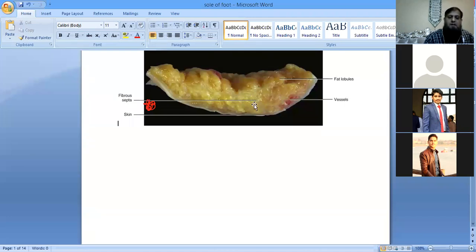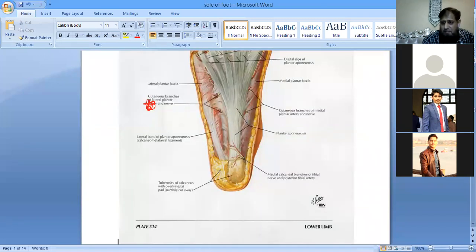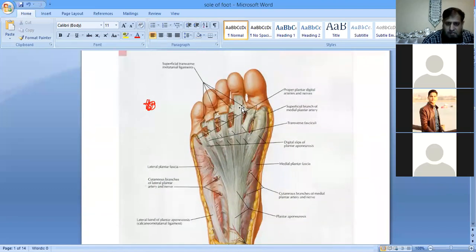Clear जी? अच्छा, एक और इसकी fate है जी. There is one more fate of this superficial fascia, the superficial fascia in the root of the toes. Here you can see at the root of the toes, this superficial fascia forms a transverse band. ठीक है जी? At the root of the toes, the fibrous bands of superficial fascia come across the roots of the toes over here. That is stretched against the root of the toes, and that is called the superficial transverse metatarsal ligament. ठीक है बेटा? Right? Clear जी?